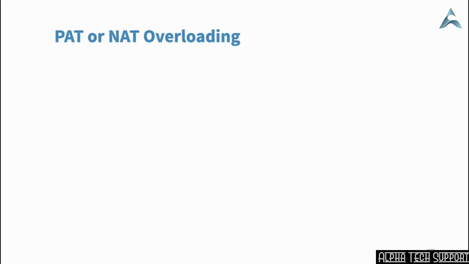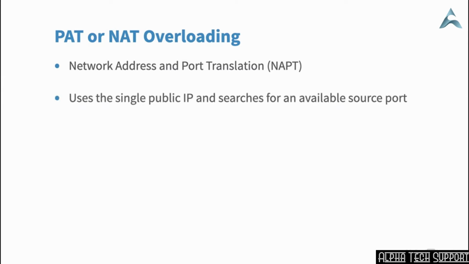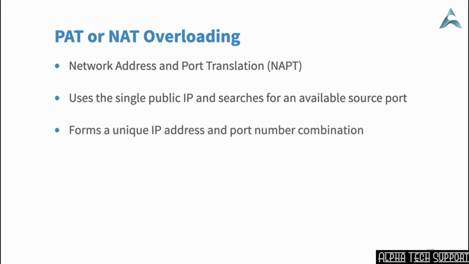PAT is NAT overloading, and it's also called network address and port translation, or NAPT. Port address translation uses an IP address and port number combination. For example, with two internal hosts that need to send and receive traffic from the internet using a single public IP address, PAT will search for an available source port, and in some cases, it's the original source port number of the internal host, and will form a unique registered IP address and port number combination. Many businesses and home networks use PAT.